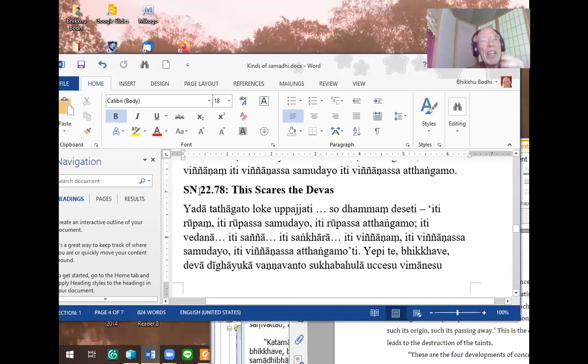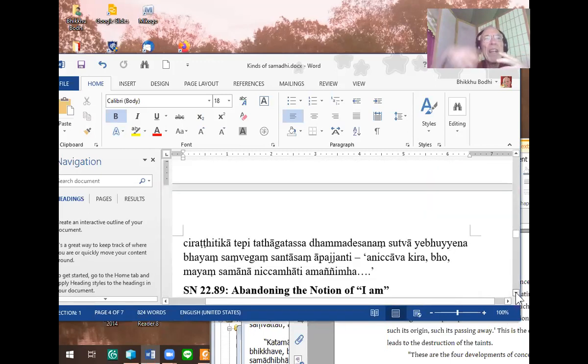In Samyutta Nikaya, chapter 22, sutta number 78, it says that when the Buddha expounds the arising and passing of the five aggregates, then even the devas, the deities who have long lifespans, who are beautiful, who are abounding in bliss and dwelling in their lofty mansions, when they hear this teaching, then for the most part they are overcome by fear, anxiety, and distress, thinking, we thought that we were permanent, but now we realize that we are impermanent.